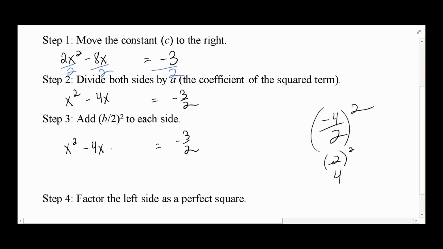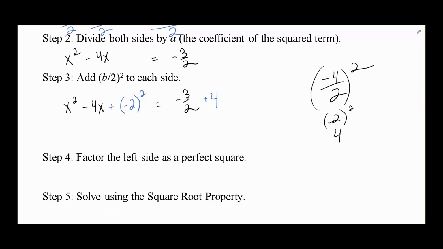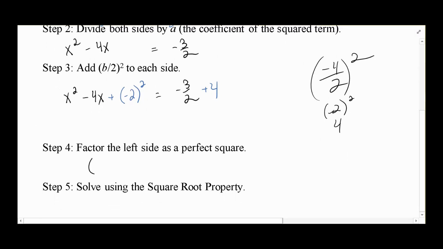So if I add this to both sides, I'm adding negative 2 squared, or 4. So once I factor the left-hand side, it factors as x minus 2 squared. Now on the right-hand side, let's do some scrap work over here. We have negative 3 halves plus 4. 4 would be 8 halves. So negative 3 plus 8 is 5.